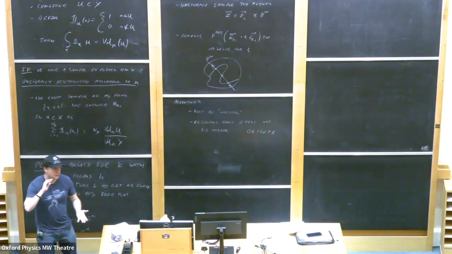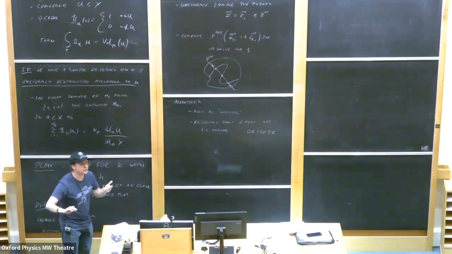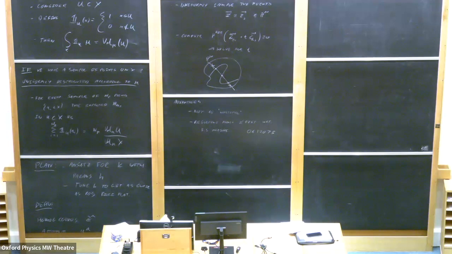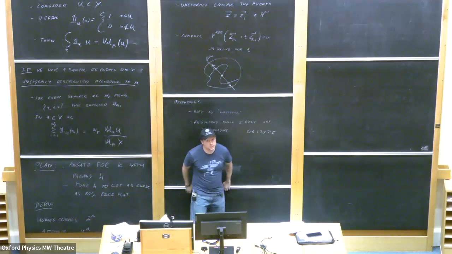You can define an ansatz, plug it into a functional, integrate that functional over the Calabi-Yau, and you get some function of the parameters. You find the minimum, you get some set of parameters, plug them back into the ansatz, and that will give you a Calabi-Yau metric that's approximately Ricci flat. This is the method that most people use these days.